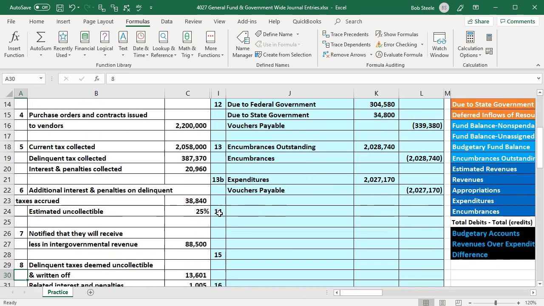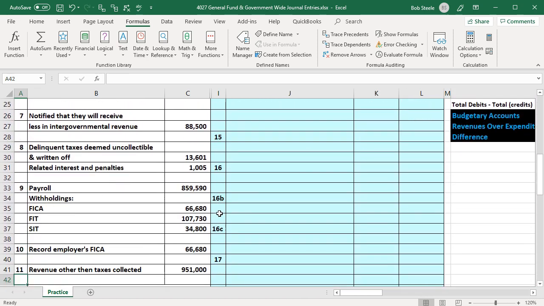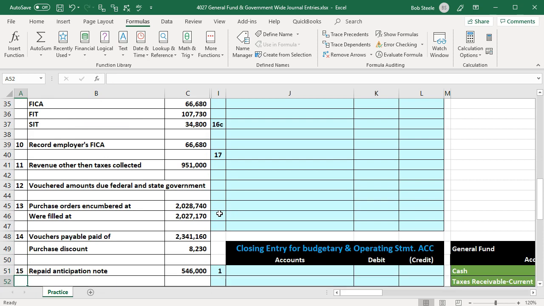We're now on number 14, scrolling down to number 14. Vouchers payable paid. So this is going to be fairly straightforward. We're going to have the payable. We're going to pay off the payable with cash. And then they gave us a discount. So we're just going to have to record the discount. We'll have to deal with that.